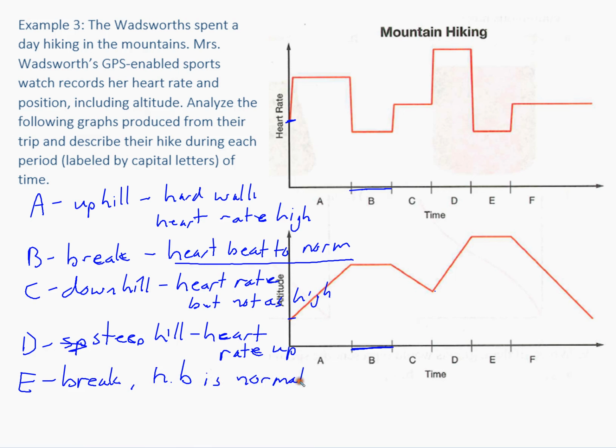And so they went up this mountain, and now we look here and they're descending down the mountain. They didn't have to take any breaks or anything, so they're descending down the mountain, which she's exercising again, so her heart rate's back up, but it's a lot easier than going uphill. So we're going downhill, and her heart rate is increased but not as high, so same as this right here.